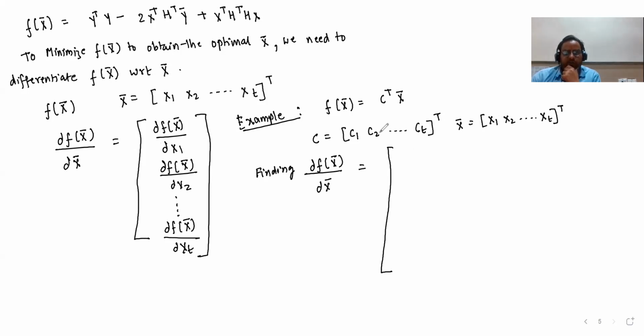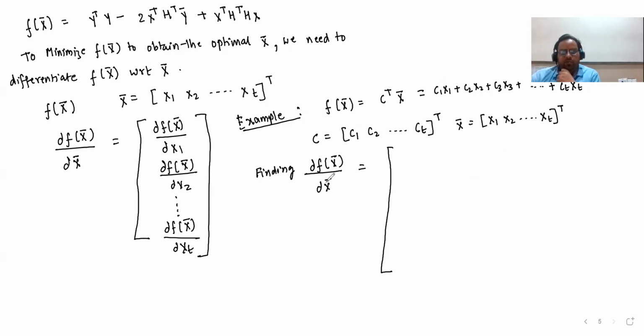Essentially, that is what we are having. So if I try to find out this f of x, we can see that C transpose, that means the C in the row form, C1 to CT, and this X transpose of this, so this in the column form. So we'll obtain it as C1 X1 plus C2 X2 plus C3 X3 plus and so on up to CT XT.